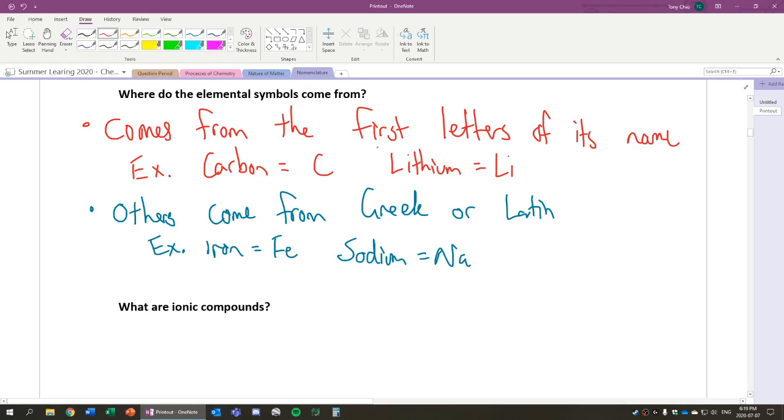In addition to the first point, when we talk about the first letter of its name, if the second letter is taken, for example, then they'll use a third or fourth letter. Such as manganese. Manganese is Mn, so the first and third letter. What we just have to know is that the first letter is always capitalized, the second letter is always lowercase.